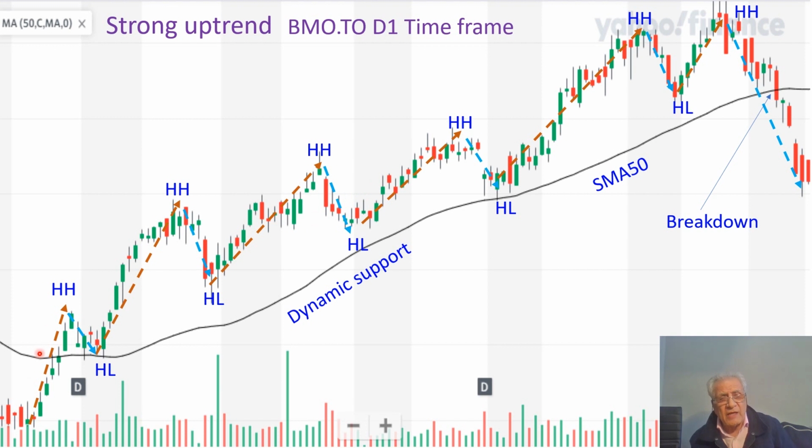Now the price is making higher high, higher low, higher high, higher low, higher high, higher low, all the way to the top. That's the characteristic of a strong uptrend.